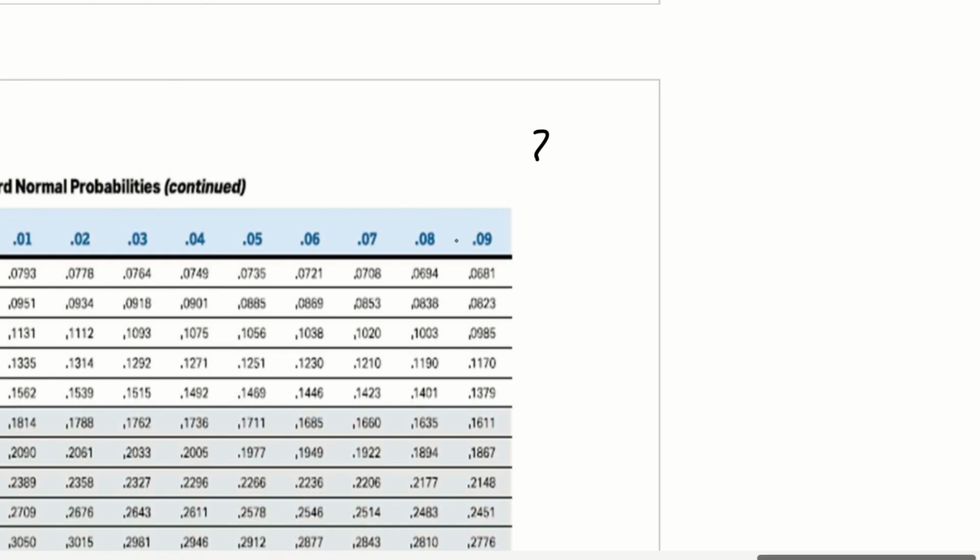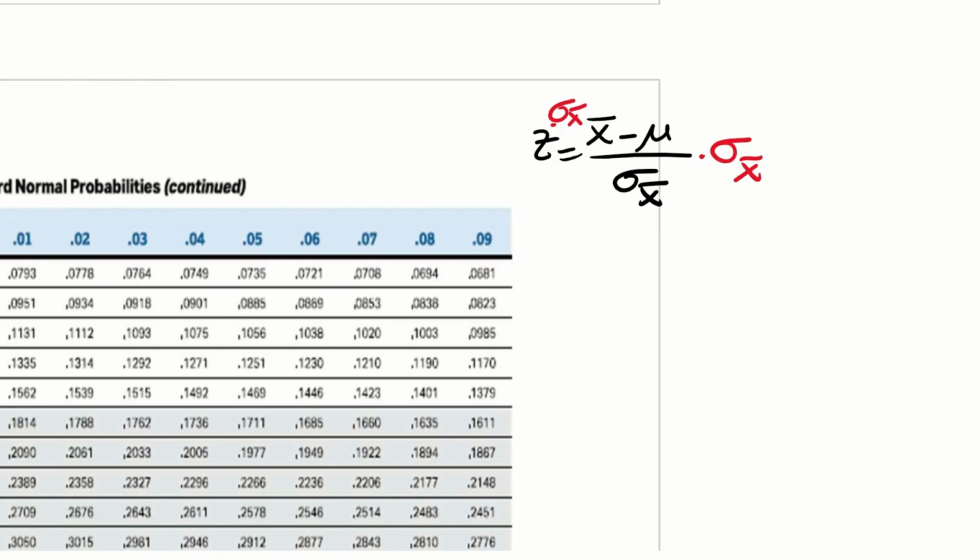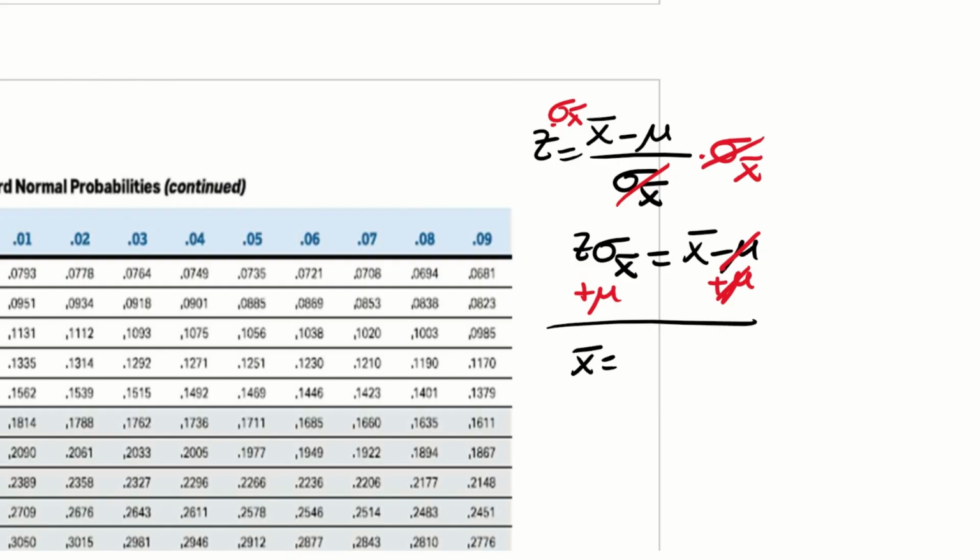So if this is the formula for z, what we're going to do is multiply both sides by sigma x bar in order to cancel this out. And so we get z sigma x bar equals x bar minus mu. Then we're solving for x bar, so we add mu to both sides. That cancels out. So we get x bar equals mu plus z sigma x bar. And that's the formula that we're going to use.